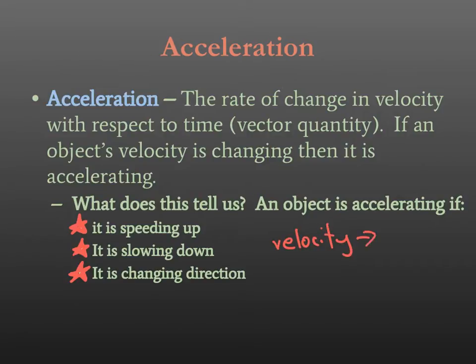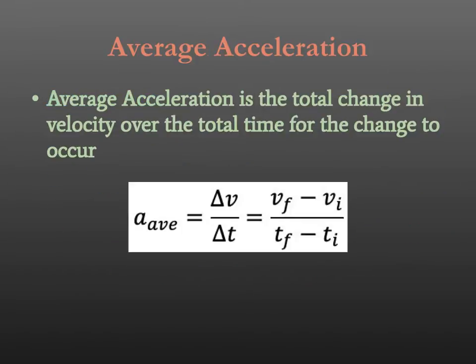So velocity is a vector, and acceleration is also a vector. Okay? And the vector nature of both of these is very important. Now, for our average acceleration, the average acceleration is the total change in velocity over the total time taken for that change to occur. And hopefully this looks a little bit familiar.